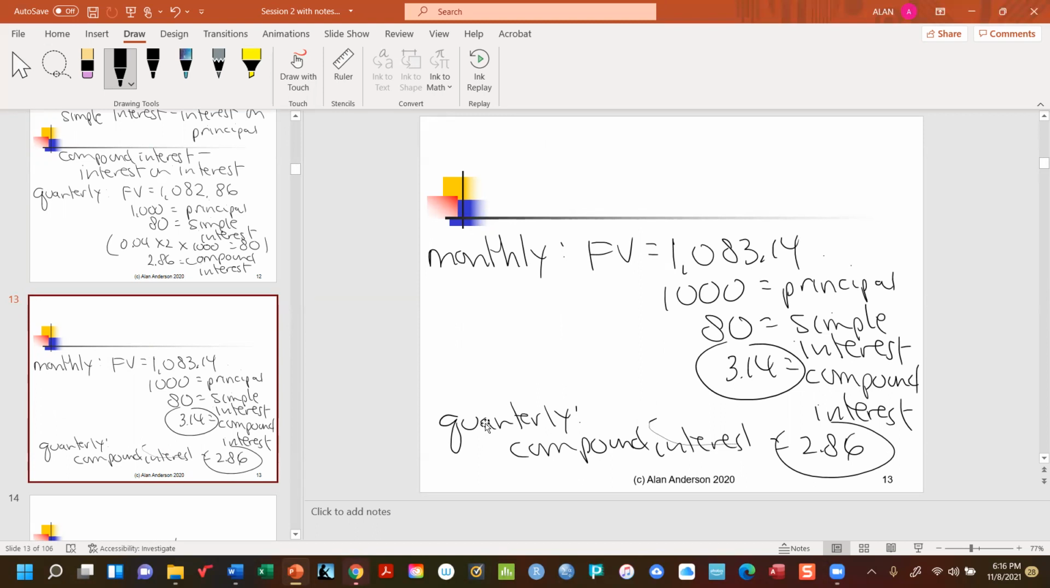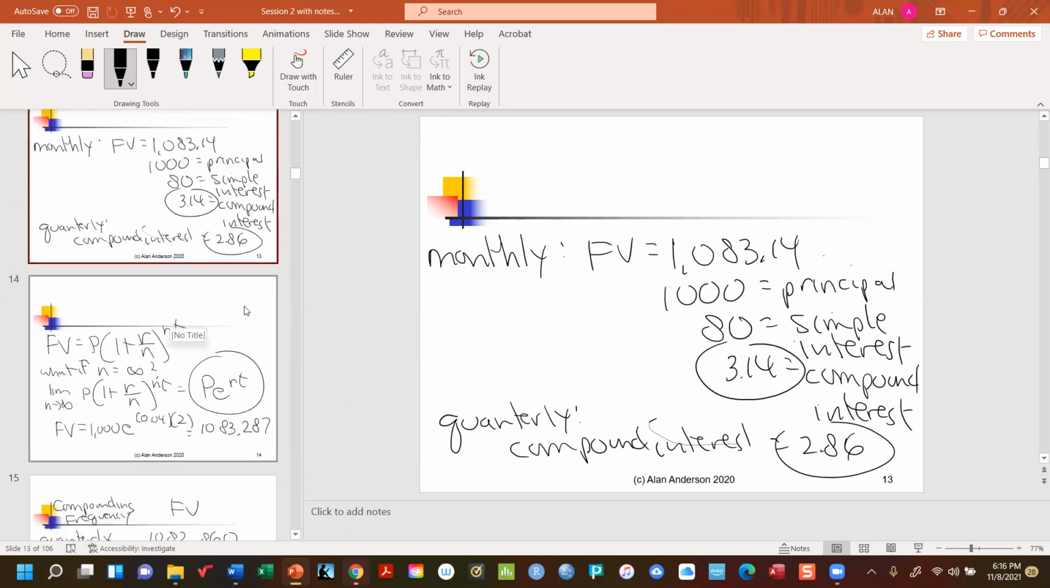So you can see what's happened here between monthly and quarterly compounding. The only difference is that with quarterly compounding, we have 2.86 worth of compound interest, and with monthly, we have 3.14. That's where the difference is coming from. And that's the result of more frequent compounding. So in general, the more I compound my interest, the more often I do, the more I'll end up with at the end of the time period, because I'm getting more compound interest.